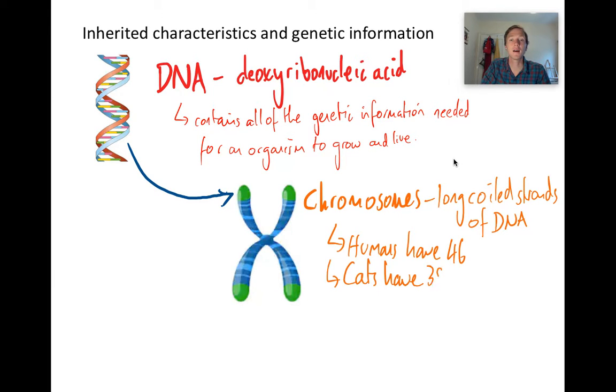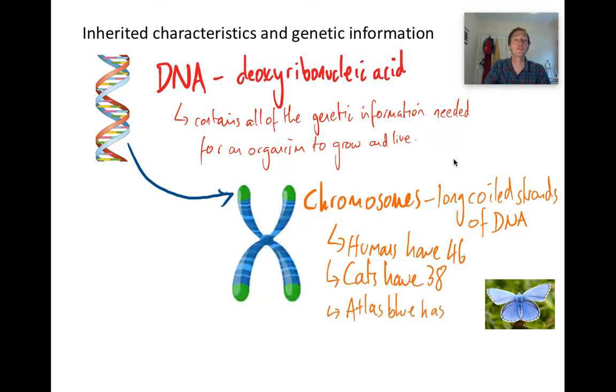And different organisms have different numbers of them. Humans have got 46 of these chromosomes. Cats have got 38. And this little blue butterfly, the Atlas blue, how many do you think it's got? Would you have guessed it was 450? Amazing. Organisms have different numbers of chromosomes, which is where their DNA is stored.